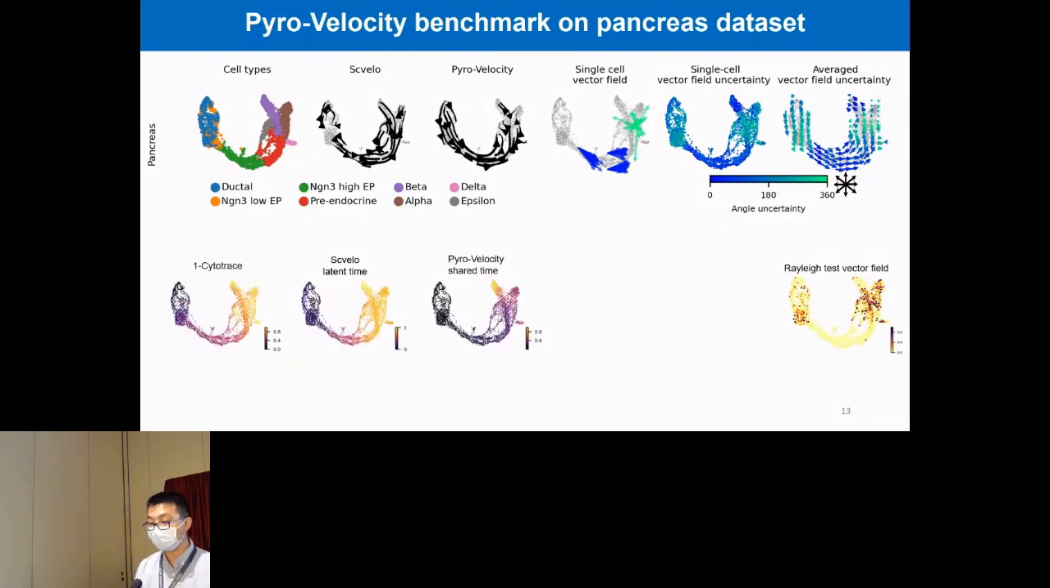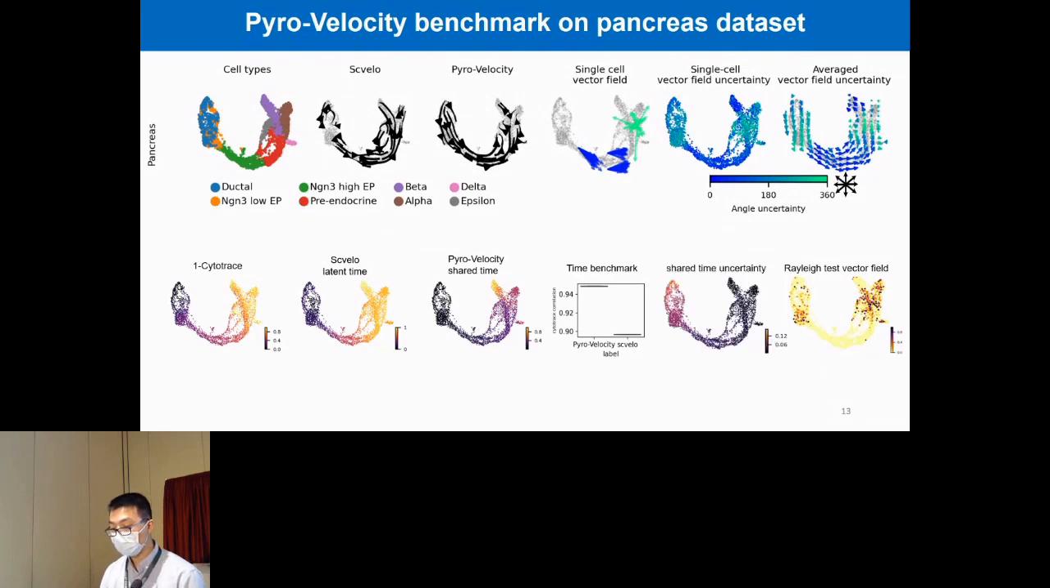So the next metric our model can output is the shared time. If you look at the heat map with the UMAP embedding, they have a very similar gradient across the different cell types. So we try to quantify our metric based on the Spearman correlation with a silver standard called CytoTRACE. It's a state-of-the-art method published in Science. So our velocity model is slightly better than what was published in ISMB.